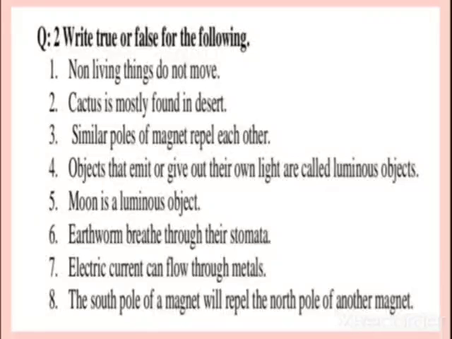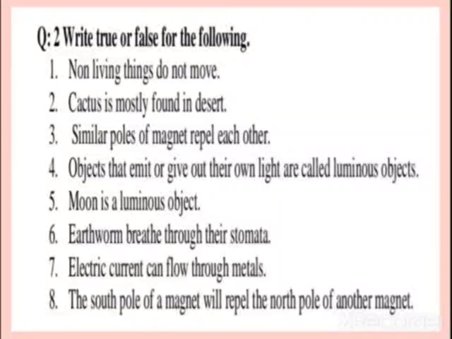Earthworms breathe through their stomata. That is also false. Earthworms breathe through their skin. So this sentence is also false. 7. Electric current can flow through metals. See, metals are conductors of electricity. And what are conductors of electricity? They allow electric current to pass through them. That is conductors. So electric current can flow through metals. That is correct. It means true sentence.